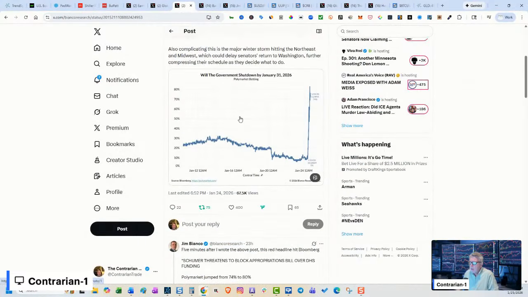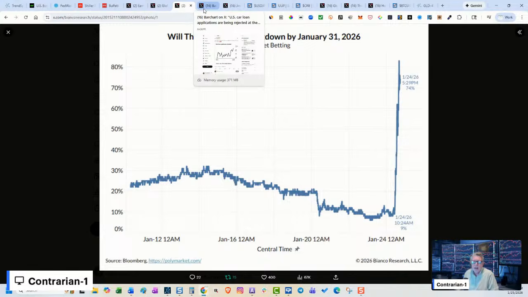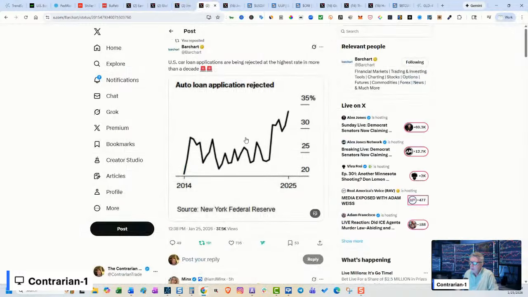This is just the probability, on Polymarket, of the odds of the federal government shutting down. It's probably going to happen. The Democrats, they have to shut down the government. They think it's the moral, well, they don't have any morals. They think it's the right thing to do to keep themselves in office.